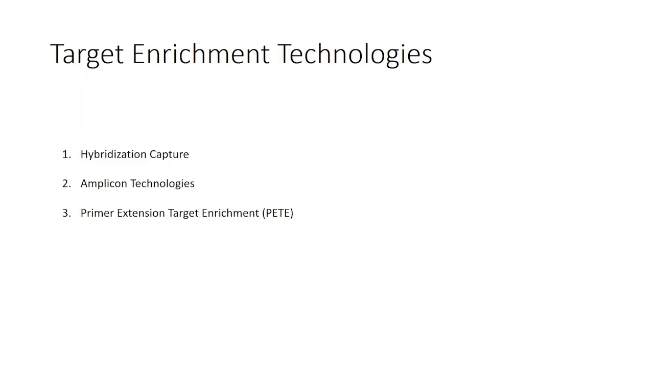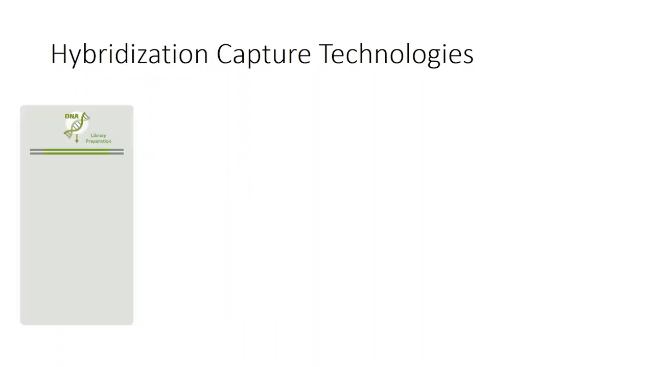So I'm going to talk about a few target enrichment technologies, hybridization capture being the first, then amplicon technologies, and then primer extension target enrichment. And this is called PEAT for short. Starting with hybridization capture technologies, we start with a double-stranded DNA molecule. These need to get fragmented, and after fragmentation, we attach universal adapters onto the ends of those fragments. This is denoted in gray, and this is so we can actually use the sequencer. So these are sequencer-specific adapters.